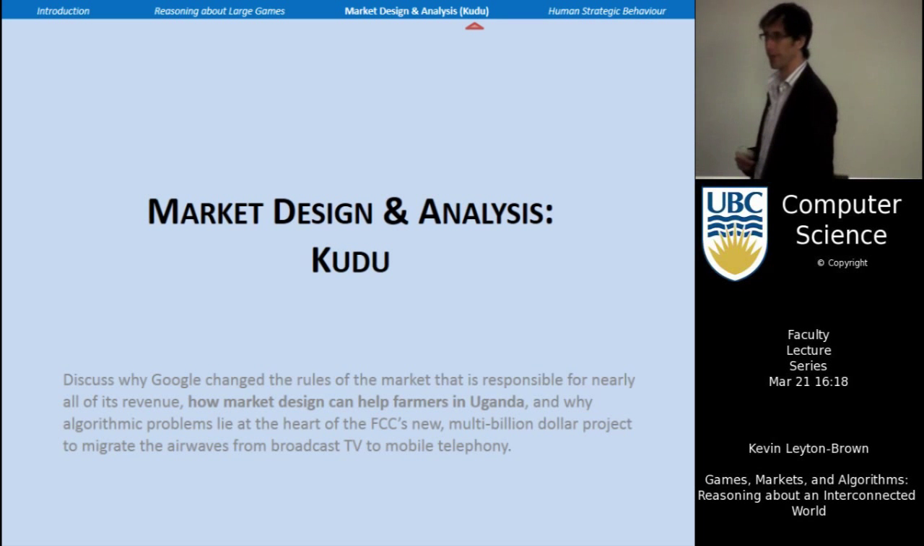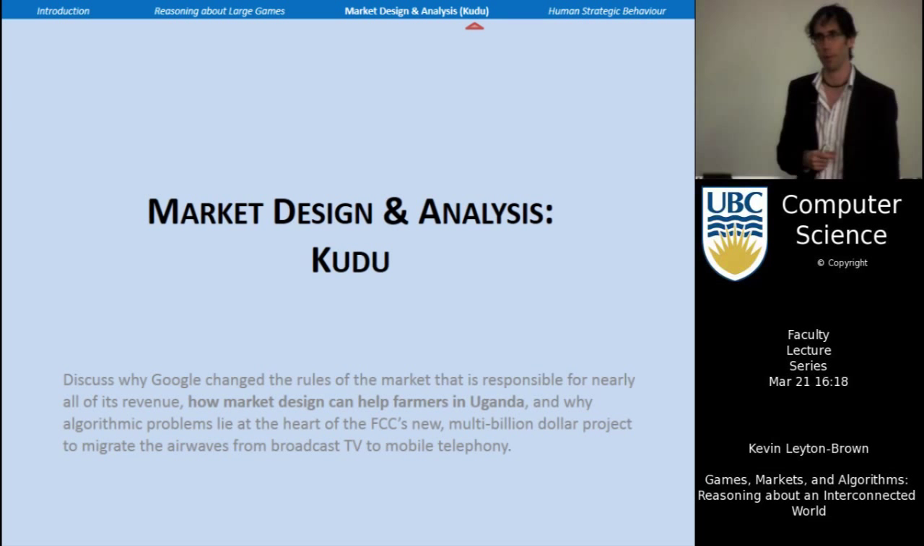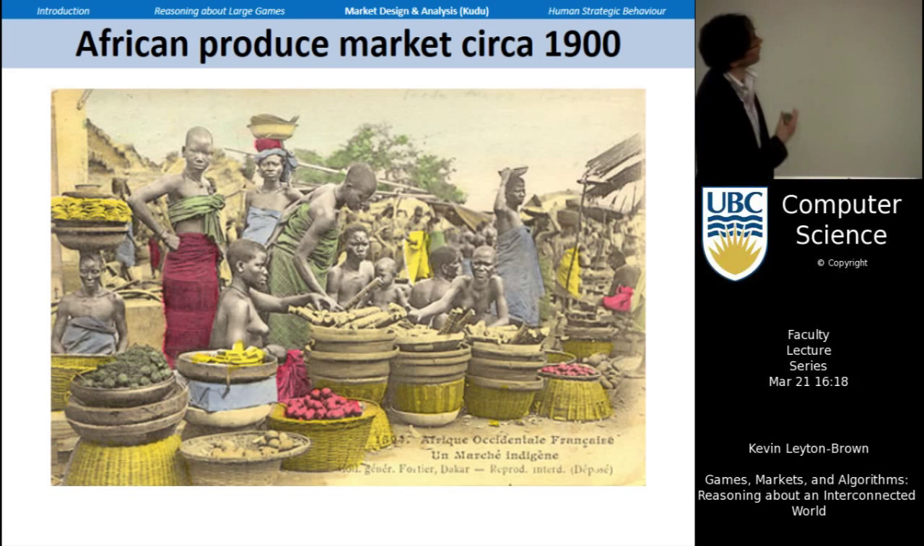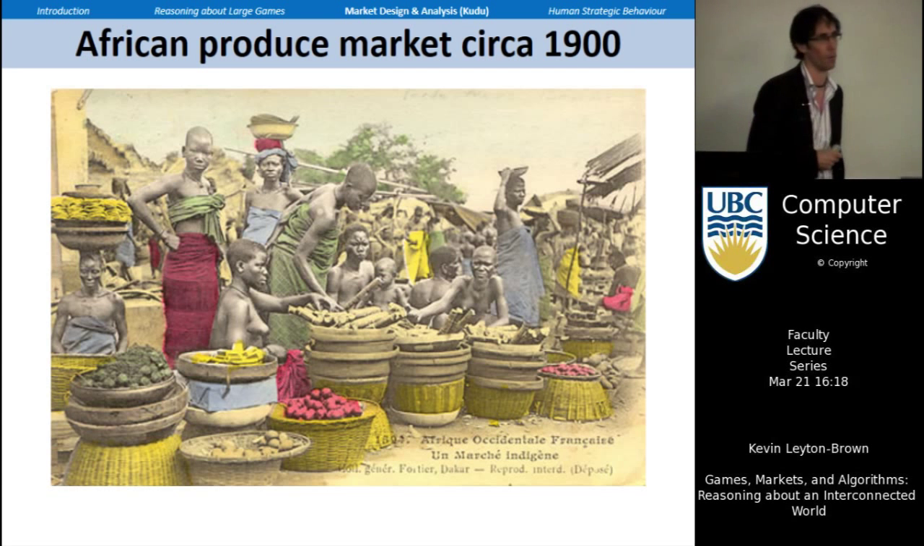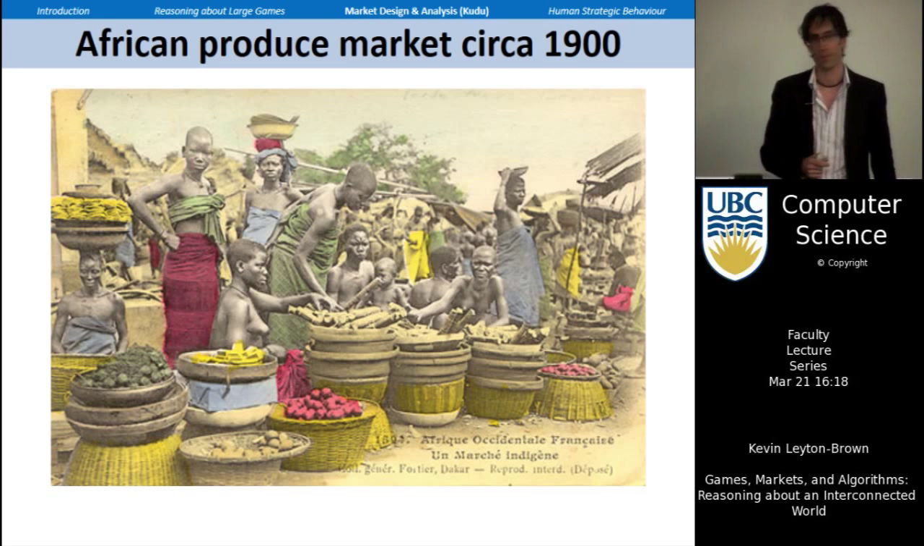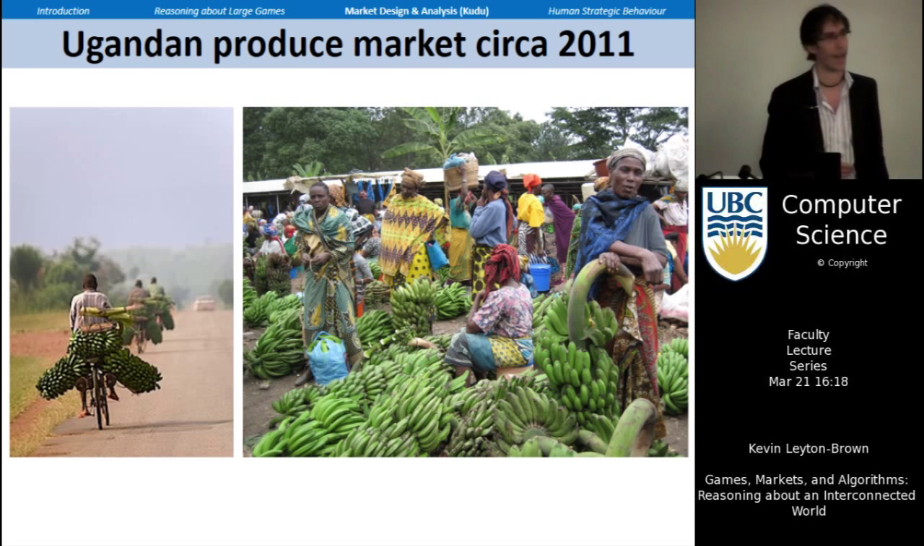Now I want to switch to telling you about what I did on my summer vacation, or more specifically on my sabbatical in 2011 when I spent 4 months in Uganda. Here's a picture of what a vegetable market looked like in Africa a bit more than 100 years ago. And here's a picture of what vegetable markets in Uganda look like now.